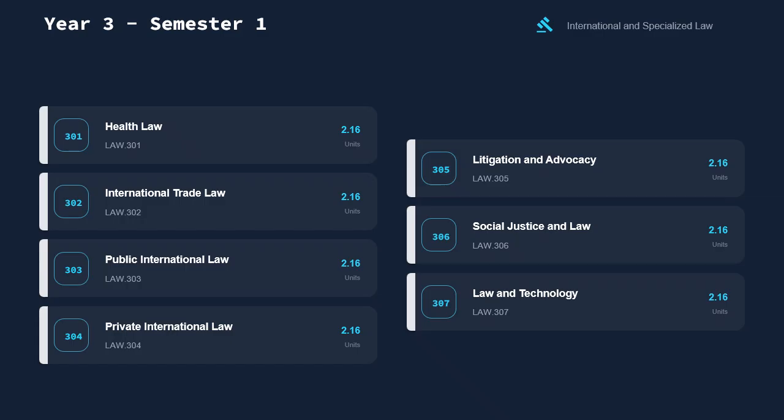Real-life example, a final project might involve drafting a complaint for a WTO dispute. This mirrors litigation practice. Practical application, students should practice legal argumentation and policy analysis.